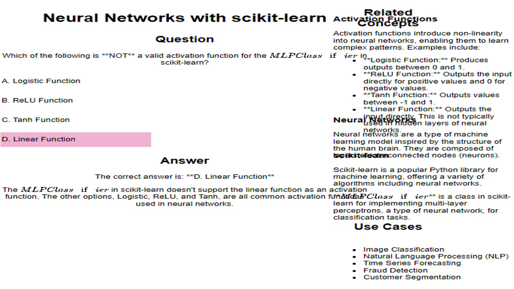Imagine a system for detecting fraudulent credit card transactions. A neural network trained on historical data can analyze transaction patterns and identify suspicious transactions, potentially preventing financial losses.